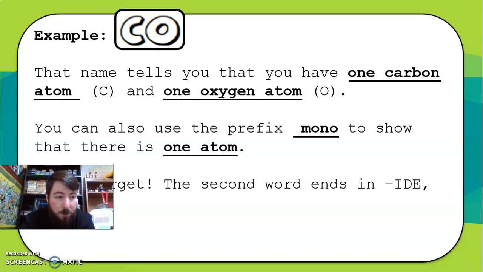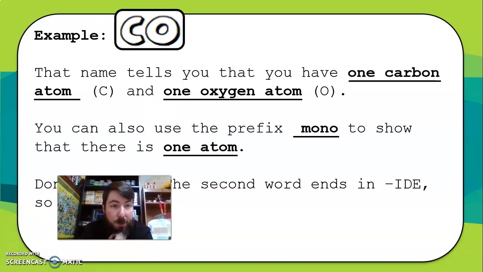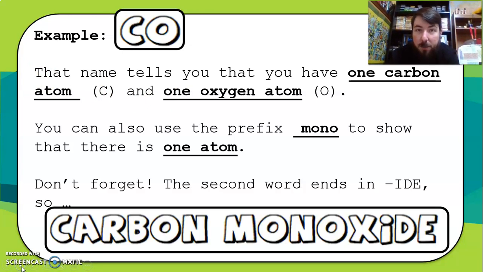Here's another example. This is CO. So we have one carbon and 1 oxygen. We can also use the prefix mono to show that there is one atom in the compound. And the second word ends in "ide." So this one is carbon monoxide. We wouldn't say mono-oxide just because it sounds really awkward. So we would say monoxide. And there we go, carbon monoxide.